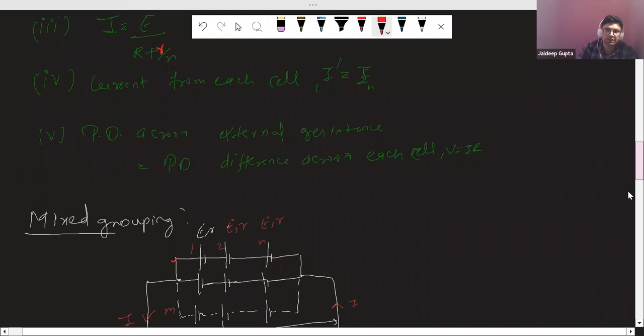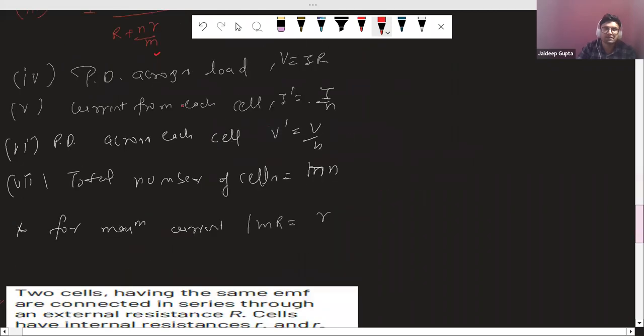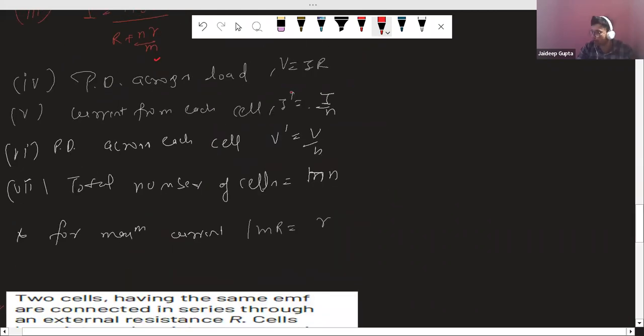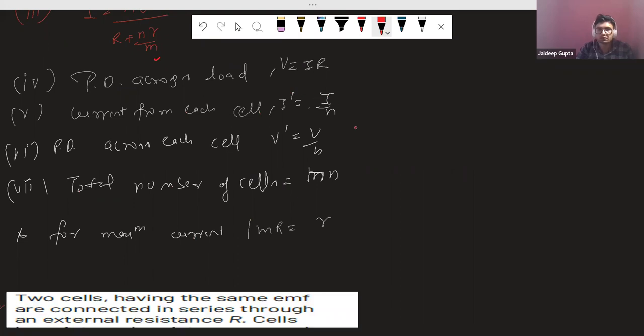Just remember this. Now the potential difference across each load, V equals IR. The current from each cell equals I dash equals I over m. The potential difference across each cell equals V dash equals V over n.